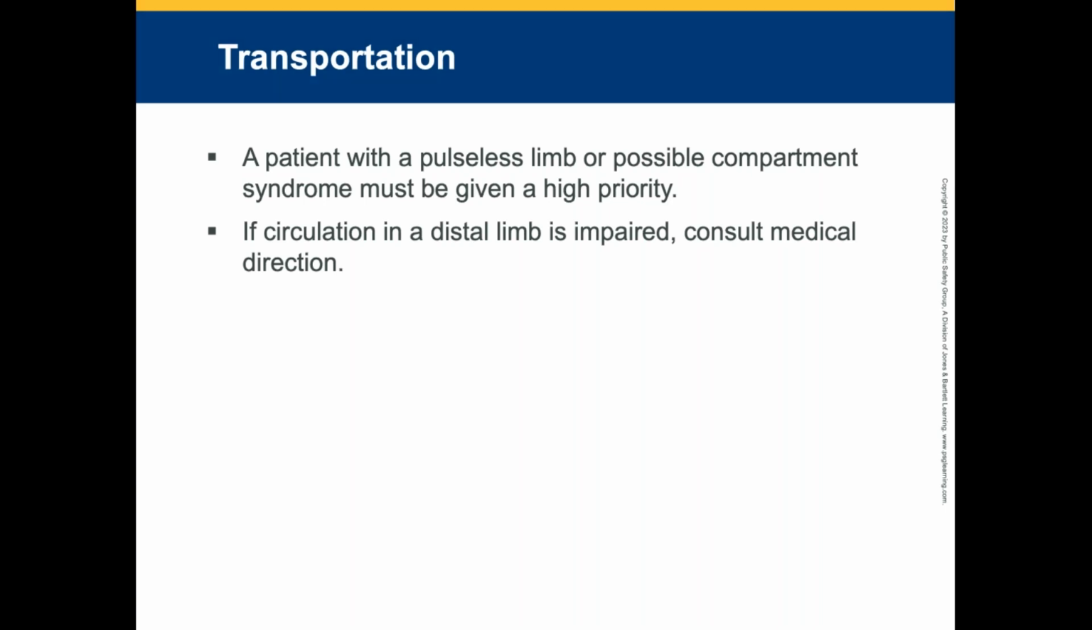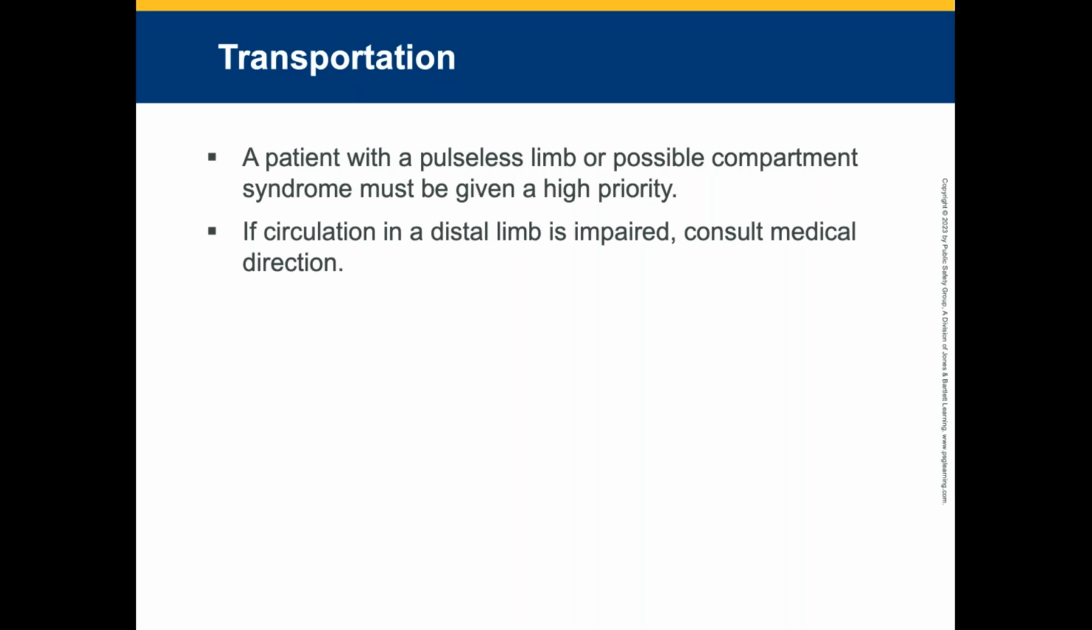All right, so as far as transportation goes, a patient with a pulseless limb or possible compartment syndrome must be given high priority. Compartment syndrome, with a lot of toxins, could potentially release, as in crush injury. With a pulseless limb, we don't have much time before that limb becomes completely useless and has to be amputated due to lack of blood flow. So getting these patients to a hospital where they can relocate it through x-ray and things like that gives less chance of a patient losing a limb. So we have to get these patients to the hospital as soon as possible.